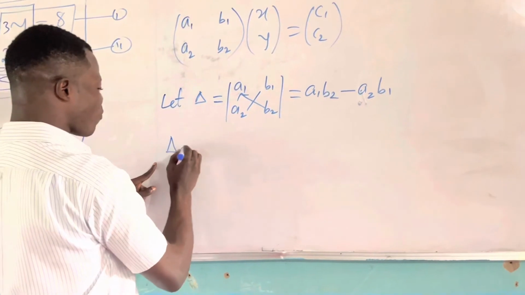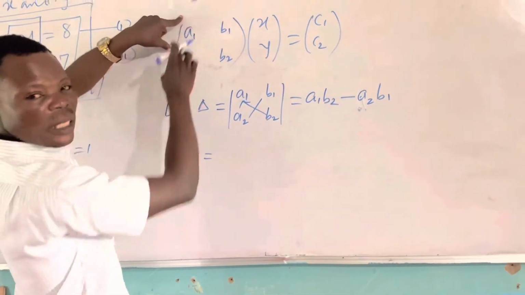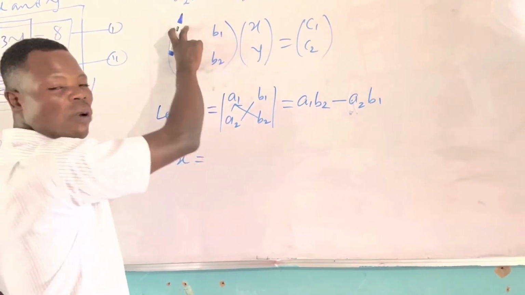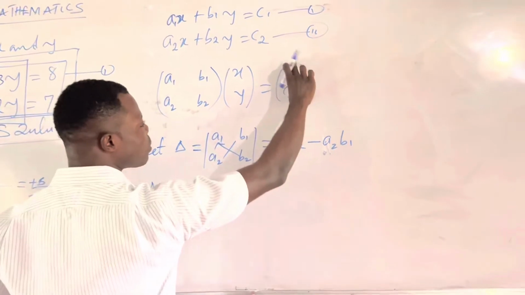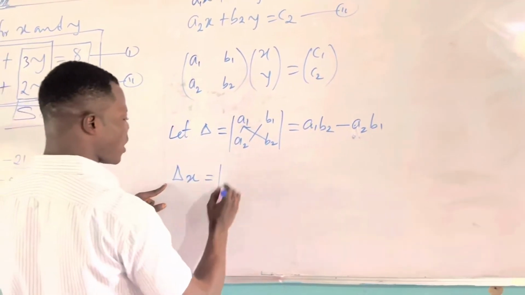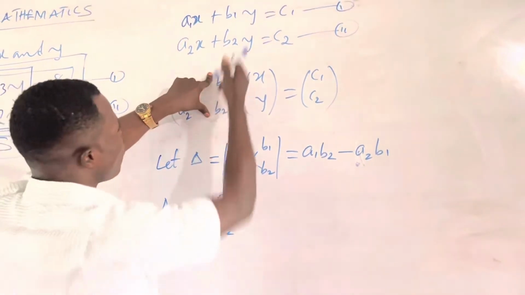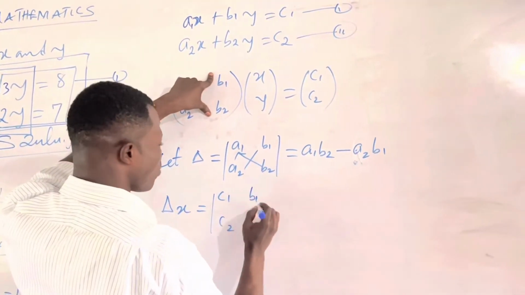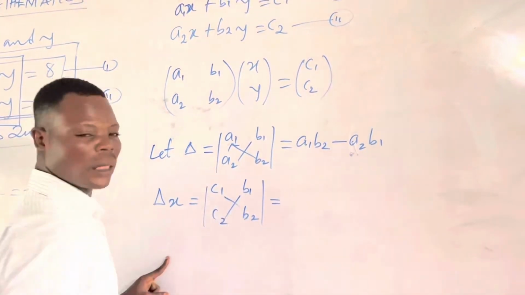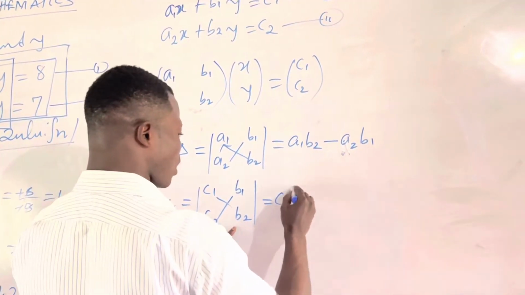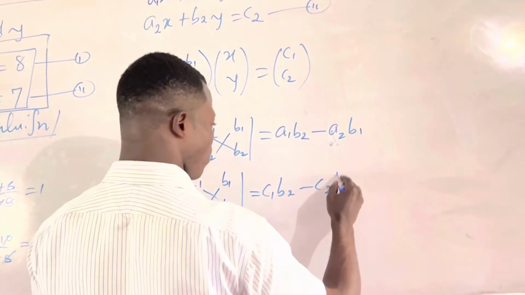To find the determinant of x, we have to replace the coefficients of variable x in equation 1 and equation 2 by the constant terms. We are going to have C1 and C2. The coefficients of y will still remain, which is B1 and B2. We find the determinant as well: this time this will give you C1 and B2 minus C2 and B1.